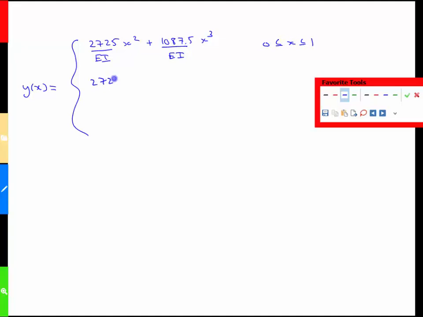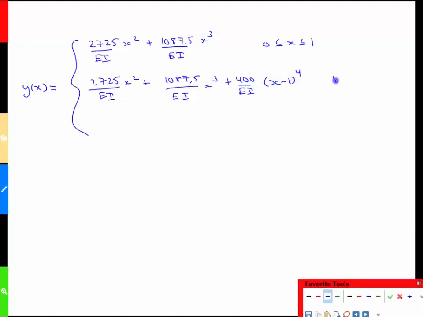And then we have exactly the same terms again, plus the terms that we found earlier for the other two intervals. So these were defined by our a and b values, and we also had the 400 over EI terms coming from the load. This is on the interval 1 to 2 for x.